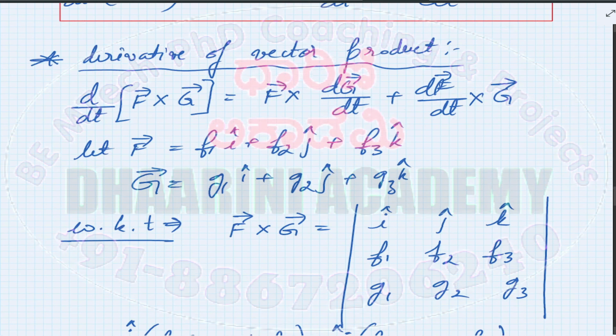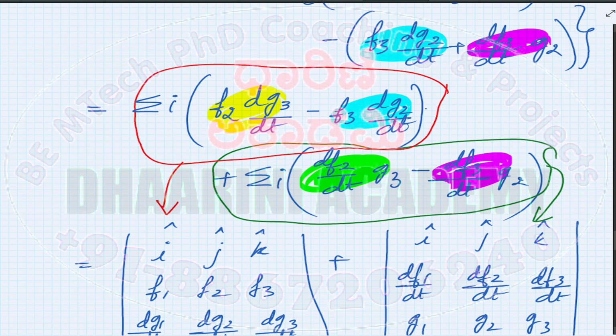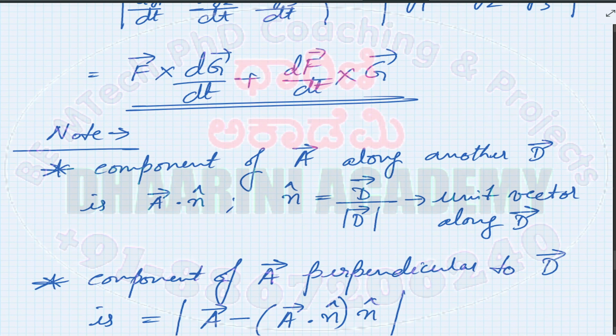Okay, then going further, we also proved what happens with the vector product. So the cross product is f cross dg by dt plus df by dt crossed with g. Okay, that's the concept studied. Then we try to recall what we already studied in the basics of mathematics in the vector chapter.